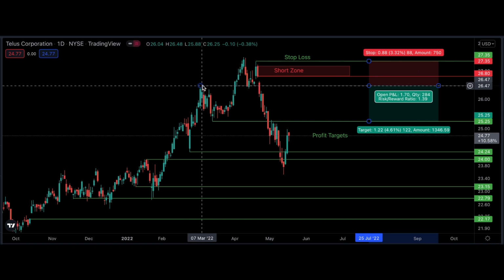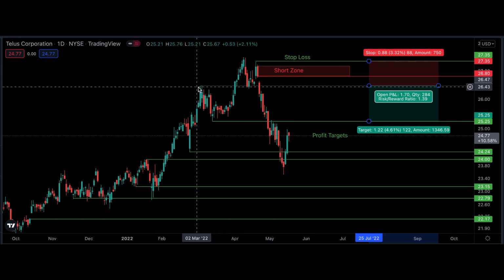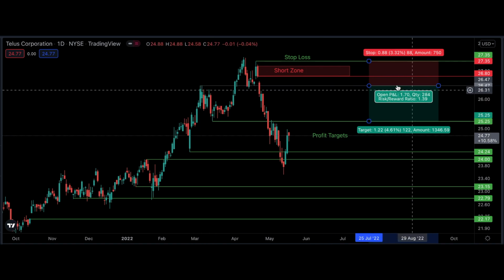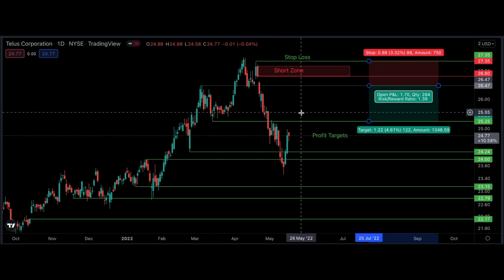And you may see this thing actually shoot up into this zone, even though a lot of people are going to take the trade here. Even a lot of people who know what they're doing would be taking the trade here. But if they didn't look at this tool, they wouldn't realize that the risk reward is awful.